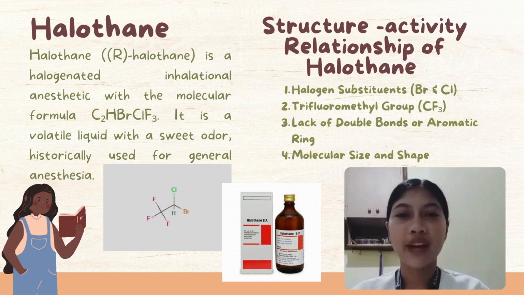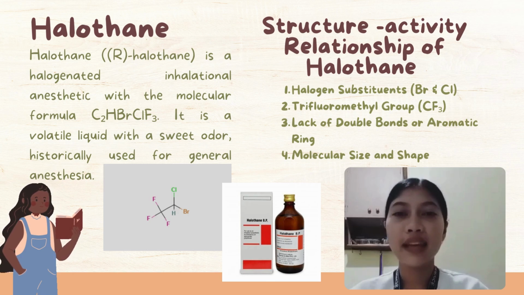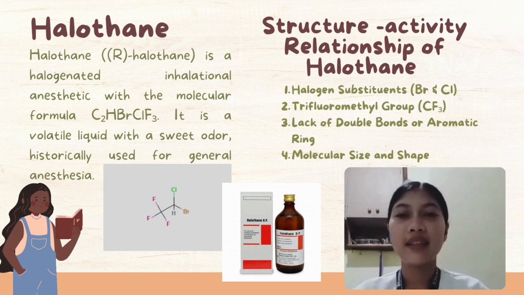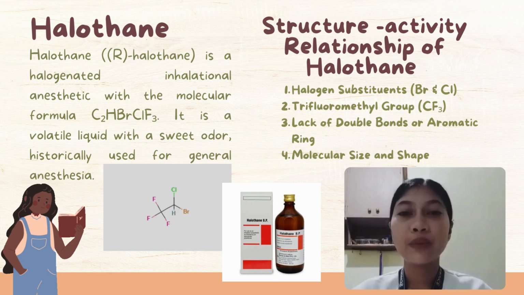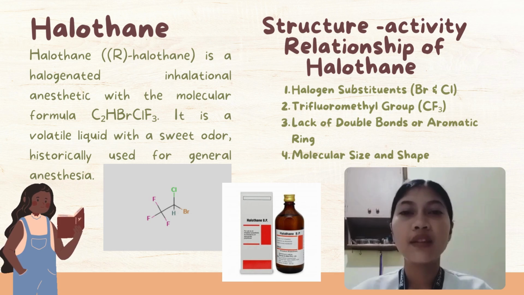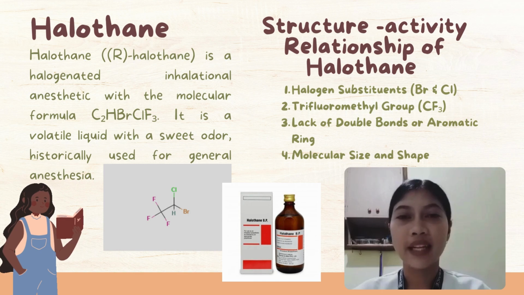So what is the mechanism of action of halothane? Halothane induces general anesthesia by acting on multiple ion channels, leading to central nervous system depression. It primarily enhances GABA A receptor activity and it affects potassium channels in cholinergic neurons, contributing to its immobilizing effects. So this results in decreased nerve conduction, respiratory depression, and reduced cardiac contractility. Now I'm going to explain the structure-activity relationship of halothane.